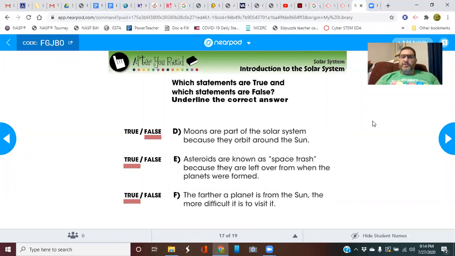Now, moons are part of the solar system because they orbit the sun. False. I have mixed feelings about this. While, yes, they are technically orbiting their planets, the planets are orbiting the sun, and thereby, or by default, the moons technically would also be orbiting the sun. But directly, they orbit their planet, and so the answer is false. Asteroids are, in fact, known as space trash, and the farther a planet is from the sun, the more difficult it is to visit. That is definitely a fact.